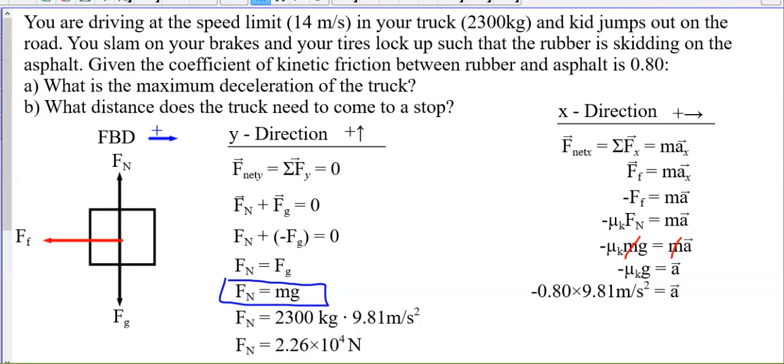So you take your coefficient of kinetic friction, which is 0.8. So it's right there. It is negative because, well, the 0.8 isn't negative.